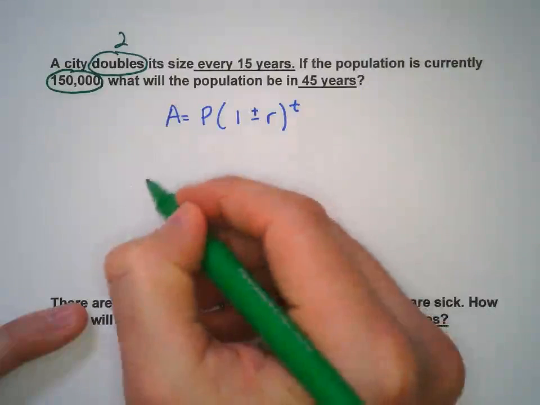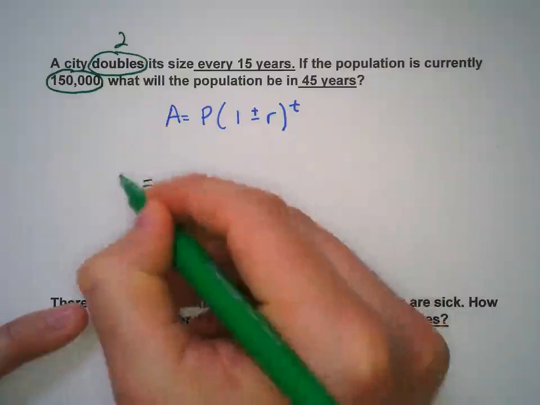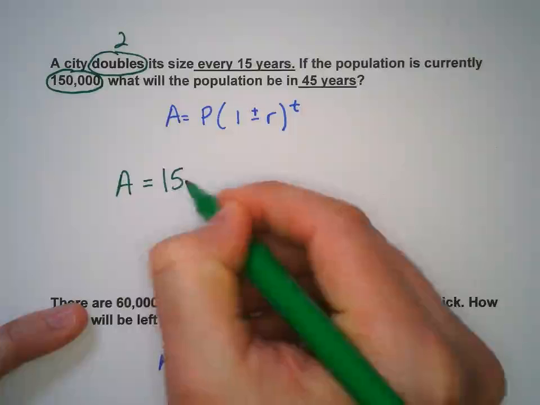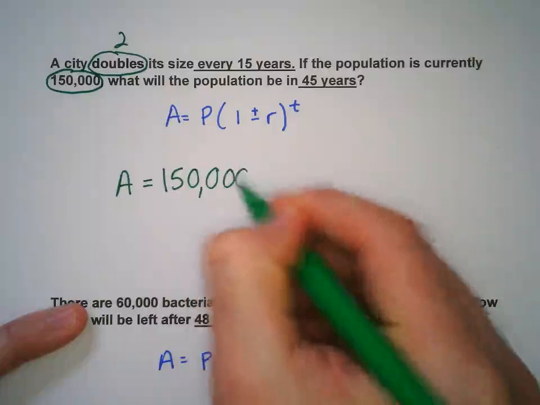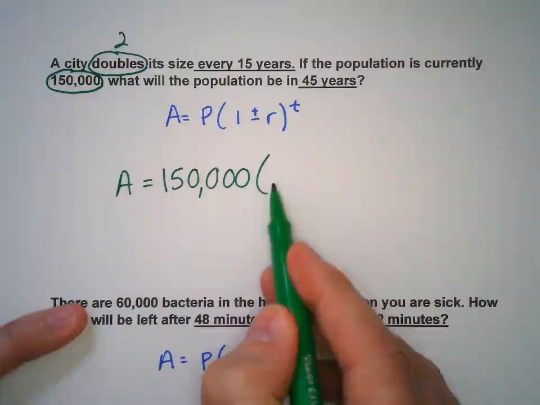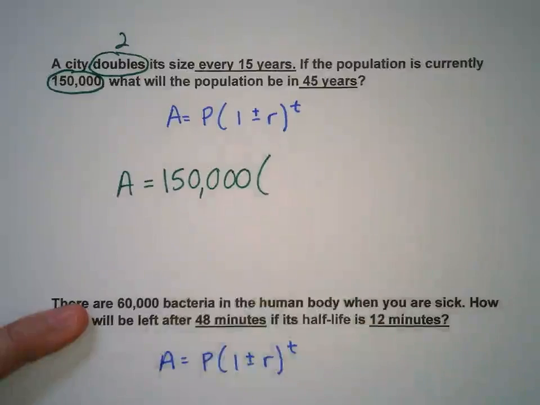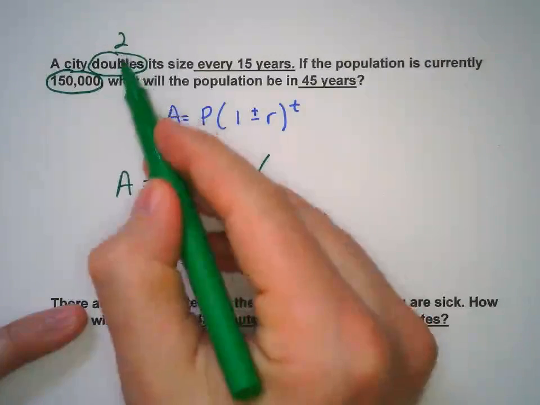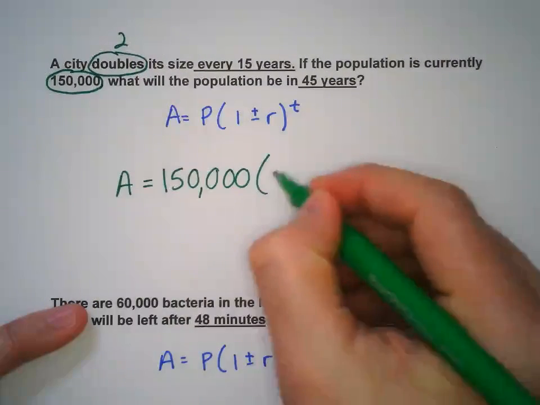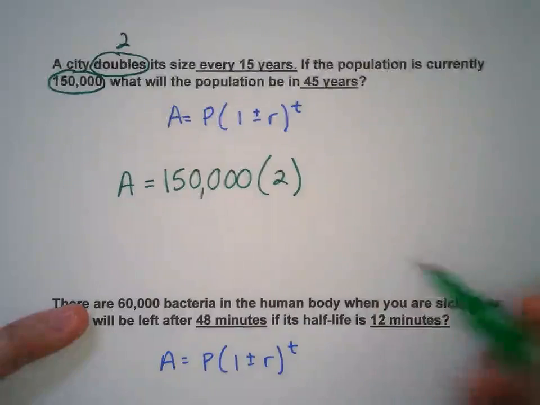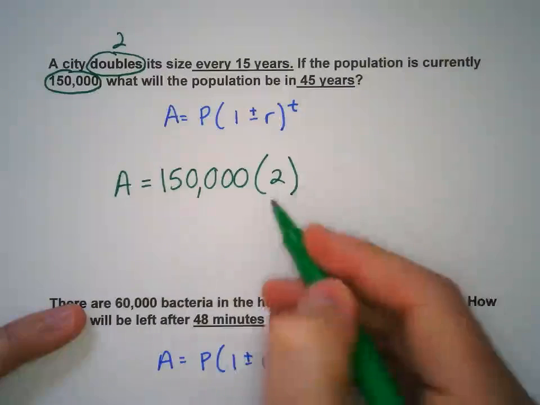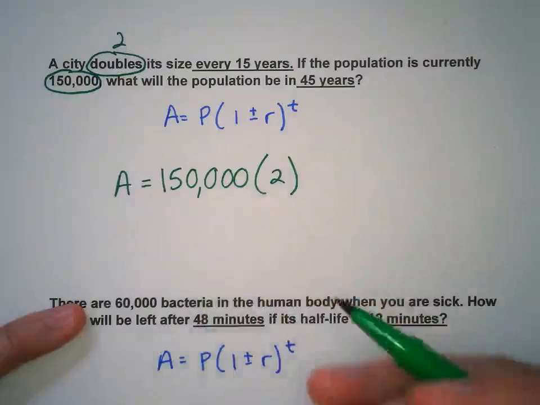So when we're writing this, we've got A equals 150,000. That's what we start with, the amount we start with. Inside the parentheses is what we're going up by. So because it says doubles, it says 2, just put a 2 inside the parentheses. That's all you have to put there because that shows that the population is doubling.